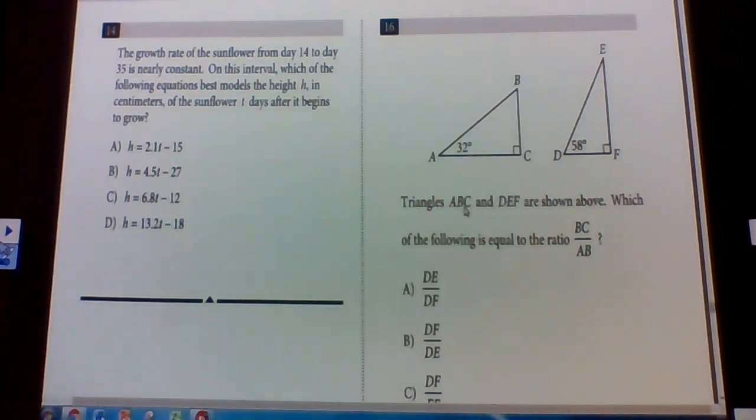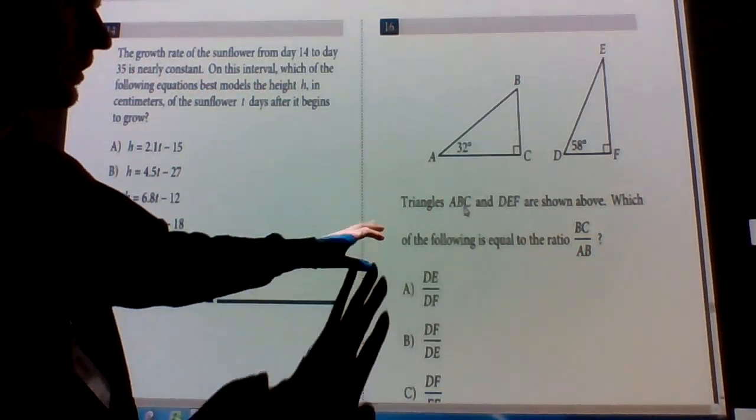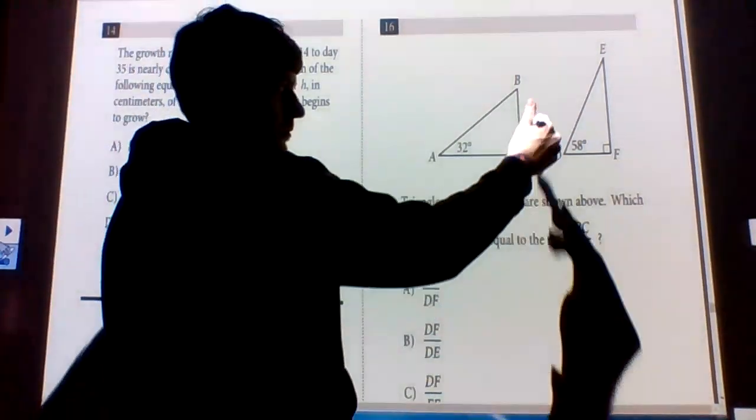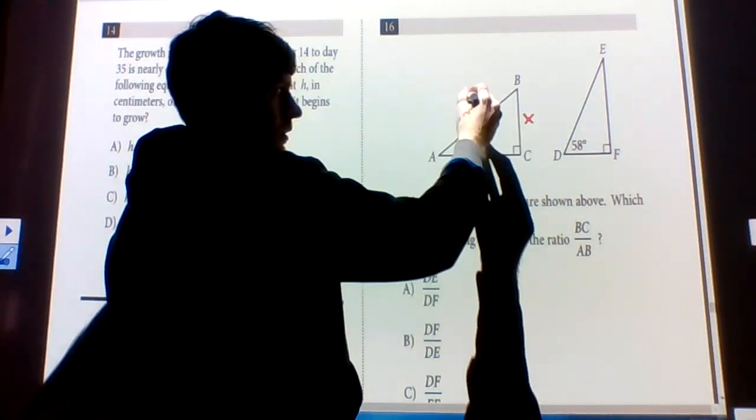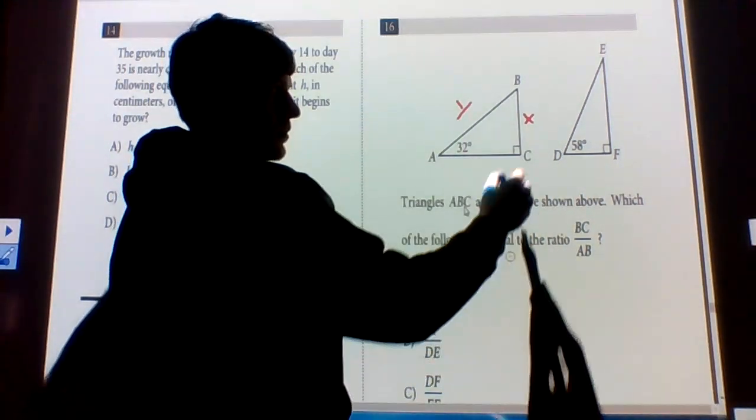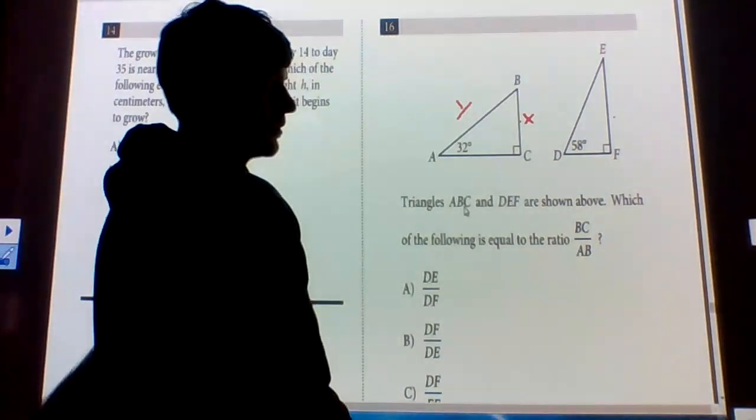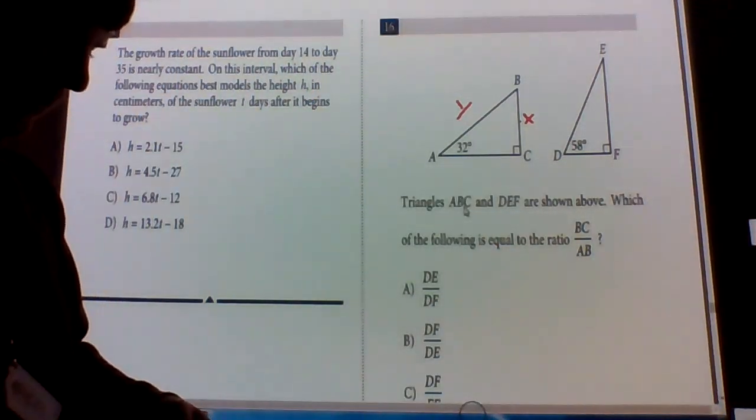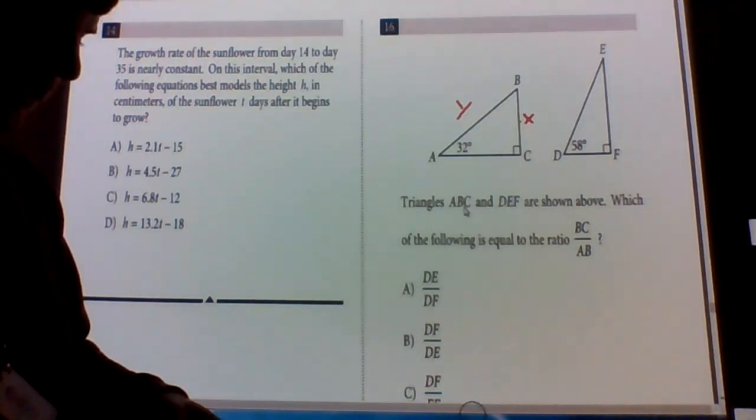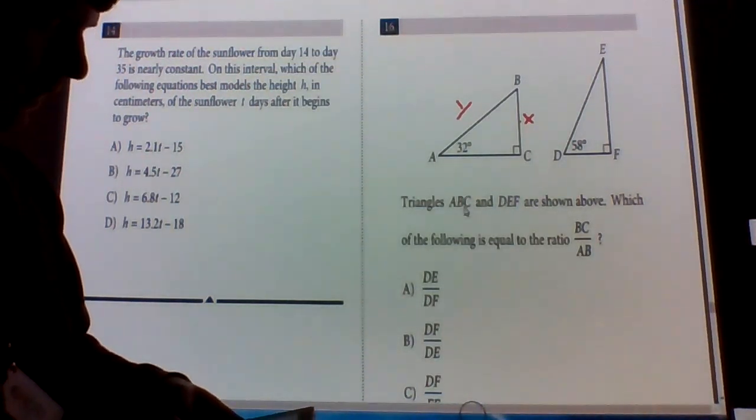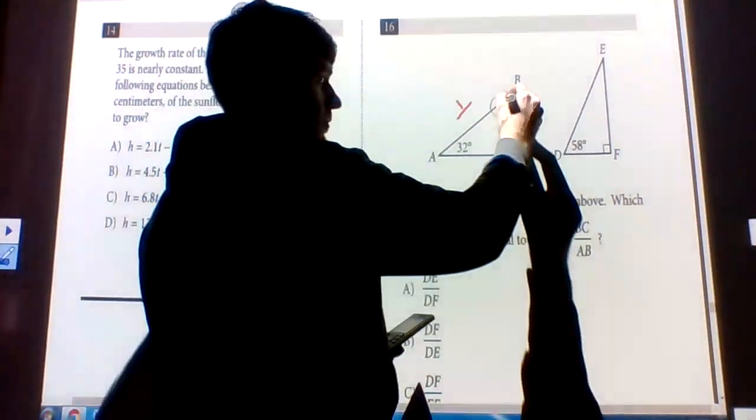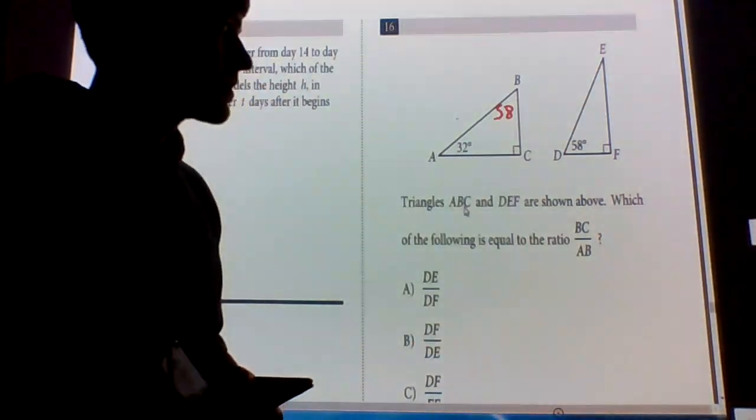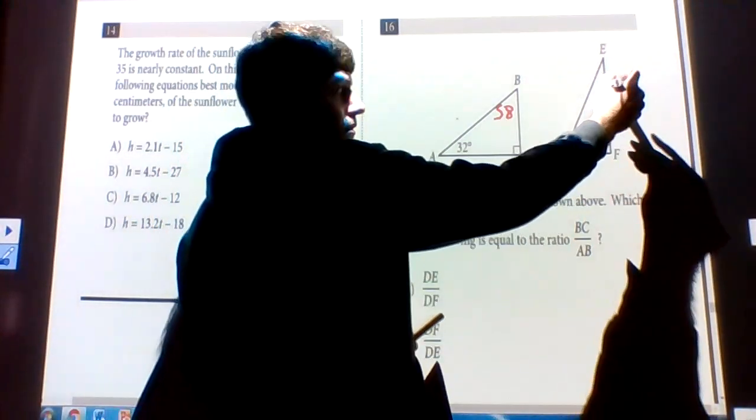Okay, this one we should be able to get. Which of the following is equal to the ratio of BC over AB? Right, so BC is going to correspond with, oh, I'm sorry, let's first see if these triangles are similar. 180 minus 90 minus 32, you get 58. Okay. And if you do 180 minus 90 minus 58, you get 32.